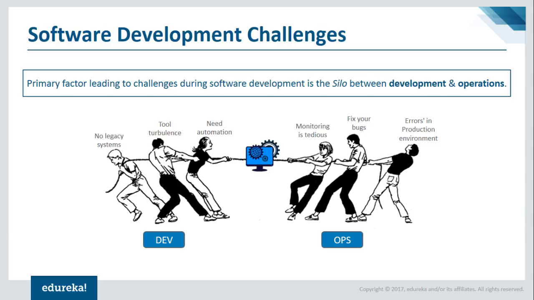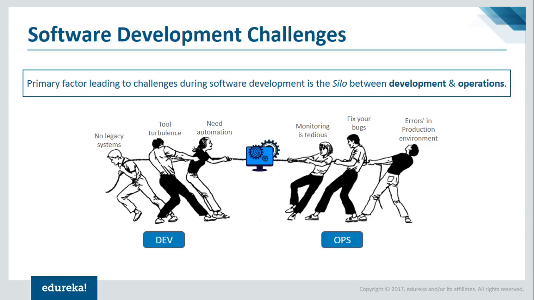The primary factor leading to challenges during software development is the silos that exist between the development team and the operations team. As you can see from the image here, it's a very similar scenario in the industry where you have the development team on one hand and the operations team on the other hand, and they always have tussles. They always take blows at each other, they have disagreements, and they point fingers at each other whenever there is some kind of mishap.